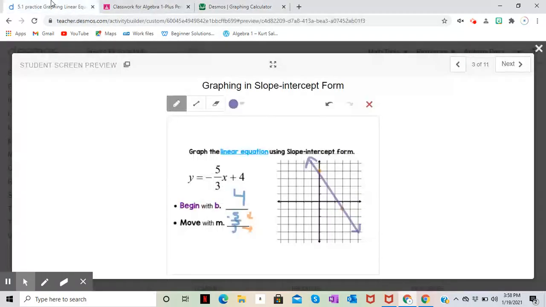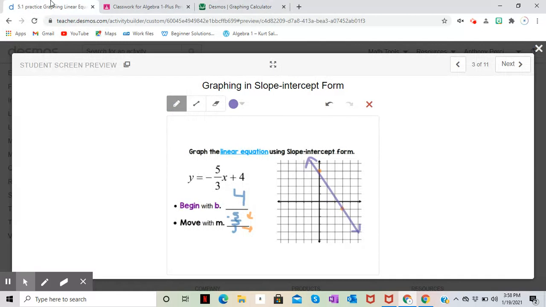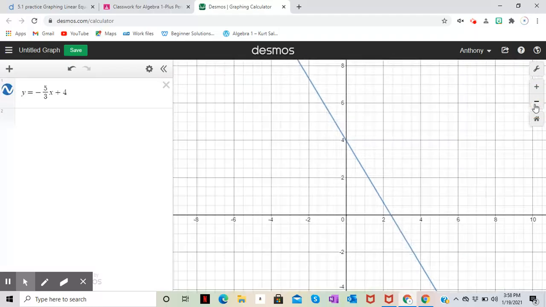Now let's take 2 points. We know that the point 0, 4 is on the graph that we drew. So if I click right here, boom, 0, 4, that's on my graph. Another point that I know is going to be on the graph is 3, -1. So let's check to see if that is on my graph. 3, -1 is right here, boom. So I can check to see that the 2 points that I plotted are on my line when I graph it with the Desmos graphing calculator.